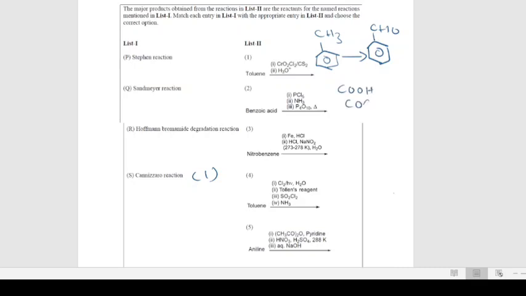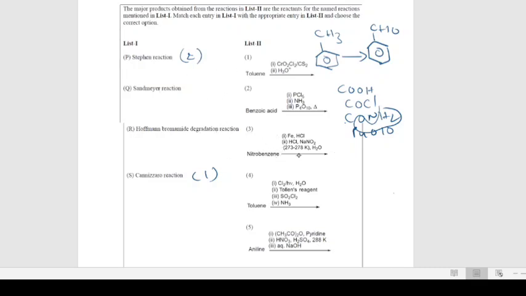Now, second one, benzoic acid, on benzene COOH will be there. With PCl5 it converts into COCl. With NH3 it converts into CONH2 amide. And P4O10 is a dehydrating agent. So you can say that H2O will be removed, and so that phenyl cyanide will be obtained, which is a reactant for the Stephen reaction. So for Stephen reaction it is 2.